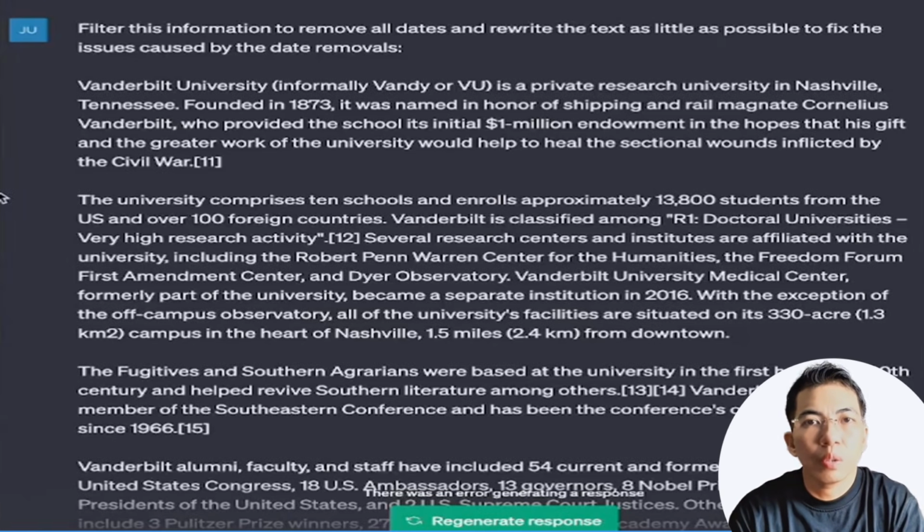So I'm going to start off with a very simple example of the semantic filter. And I'm going to say, filter this information to remove all dates and rewrite the text as little as possible to fix issues caused by the date removals. And then I've pasted in some information about Vanderbilt University from Wikipedia. And in this information, there's a whole bunch of dates. And so I'm creating a complex filter that's going to take in information, remove all the dates, and also transform the information a little bit to rewrite it, just in case removing a date makes a sentence awkward or there's obviously something missing. And so I'm going to take in information, remove all the dates, and slightly rewrite in order to do this.